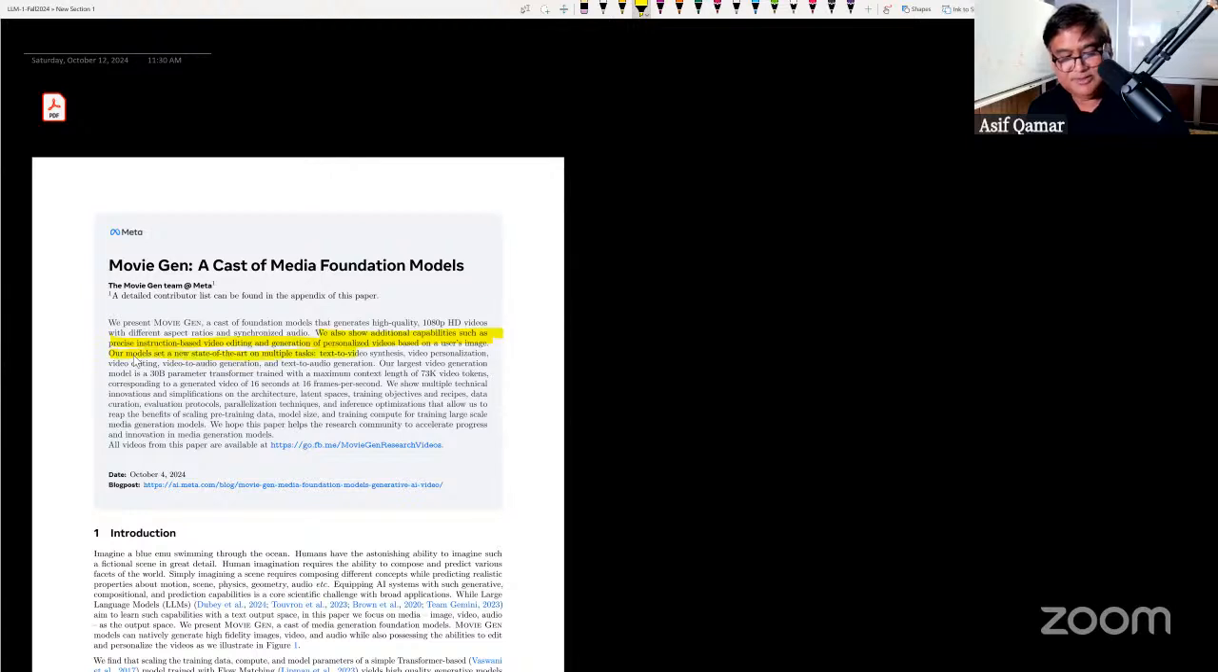Our models show a new state of the art in multiple tasks: video to text synthesis, video personalization, video editing, video to audio generation, and text to audio generation. You saw examples of all of that. Our largest video generation model is 30 billion parameters.